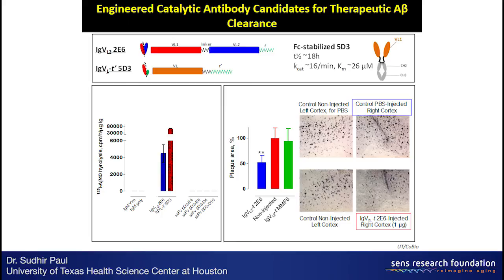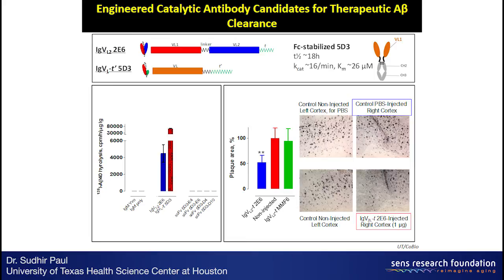These photomicrographs on the right show the needle track, and around the needle, as you see, there are sparse plaques stained with the antibody to A beta, but in the control, the plaques can be seen around the needle track. So the amyloid peptide can be cleared by injection of the antibody into the brain.